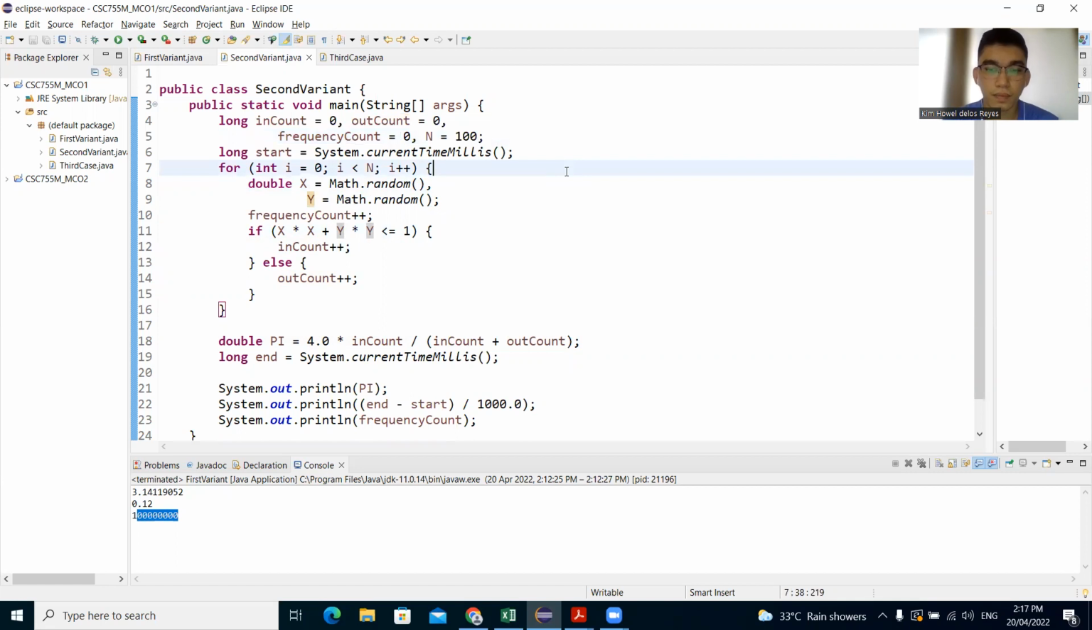So when n equals 100, that's 2.92. Okay, so the frequency count is also equal to 100. When we try to generate other random values, it's 3.24, 3.32, and as we can observe, it's 3.12. Some of the values tend to be, or the difference between the computed values and the actual value of pi tends to be larger. It really depends on the value that is being generated from the randomizer function of our math library.